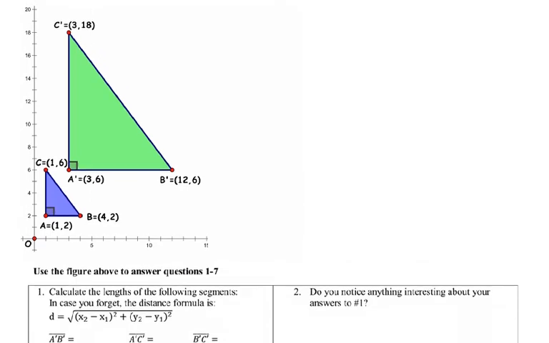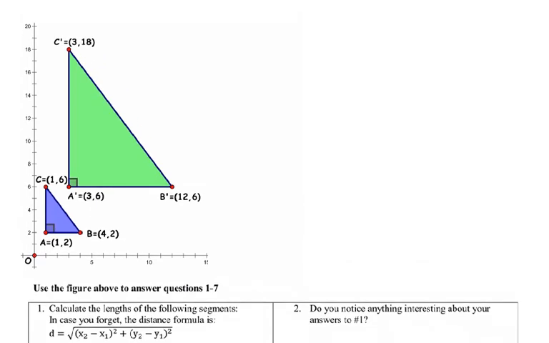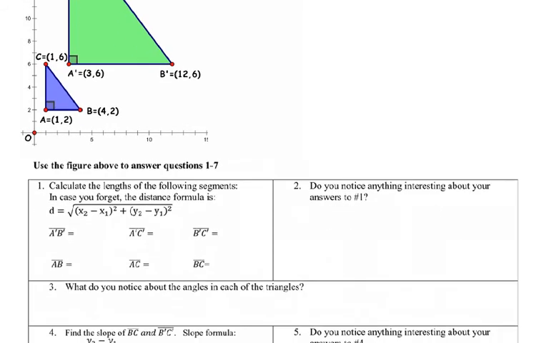Okay, so in this next set of problems, we're going to still take the picture that we had, and we're going to answer these questions. So number 1, it says calculate the lengths of the following segments. In case you forget, here's the distance formula. So from A prime to B prime, we actually don't need the distance formula to do that because we can see that it starts at 3 and ends at 12, so that's going to be 9. And then AB we already figured was 3.